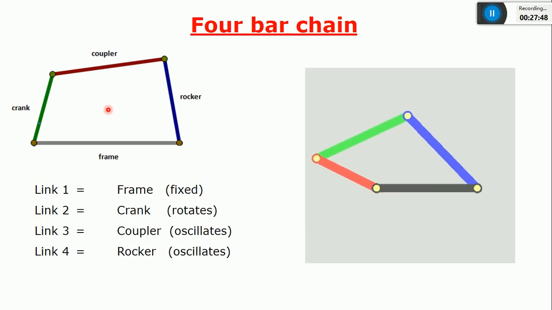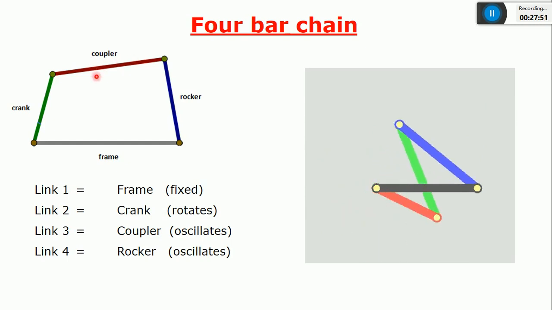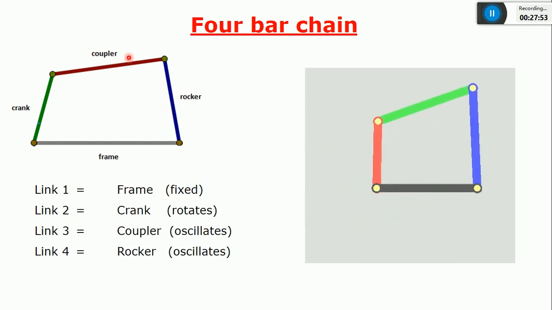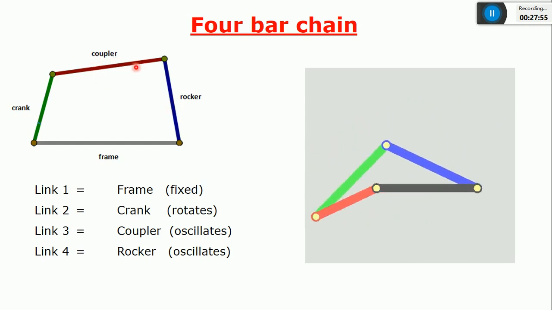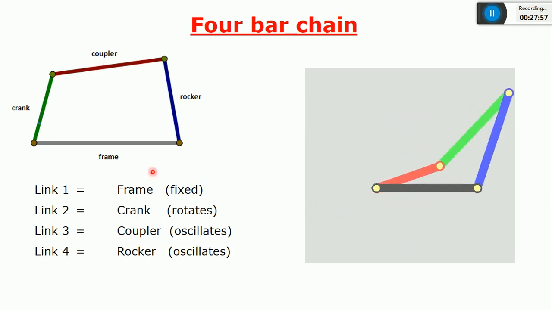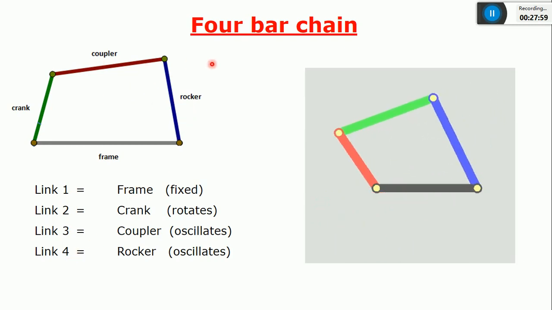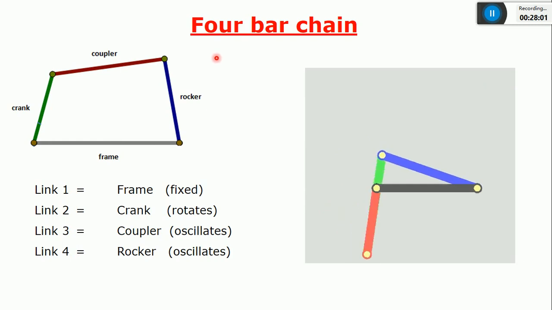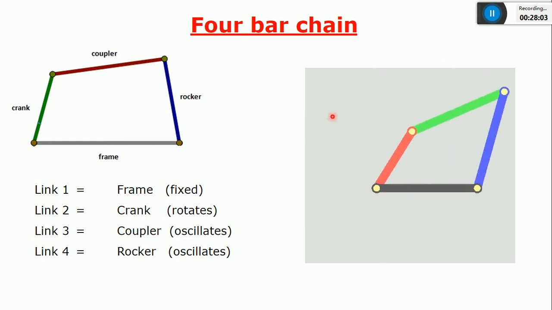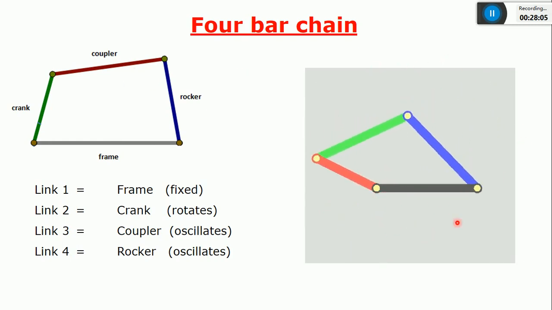And link 3, that is a coupler that connects the crank and the rocker. It is also oscillating. And link 4 is this one, the rocker. It is also oscillating, left, right. Please see this one.